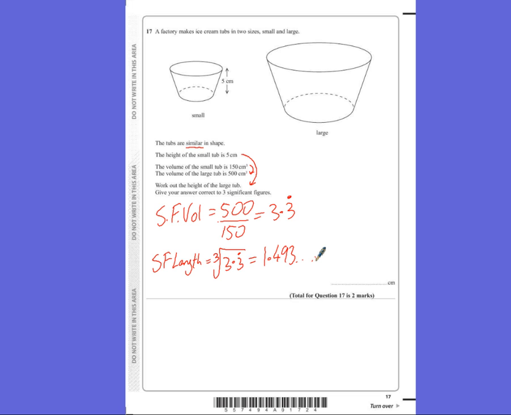So if the height of the smaller one is 5, to get the height of the bigger one, we do that 1.493, leaving the full number in your calculator, multiplied by 5, which gives us 7.469, and so on. It asks for 3 significant figures, so that'll be 7.47 to 3 significant figures.